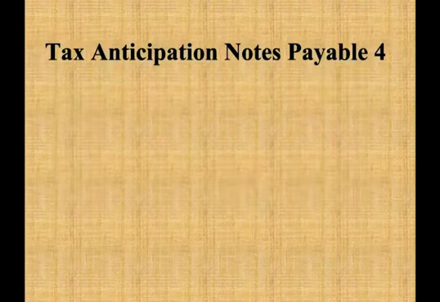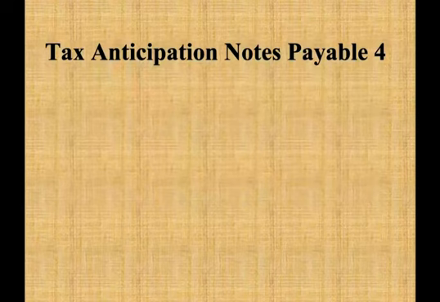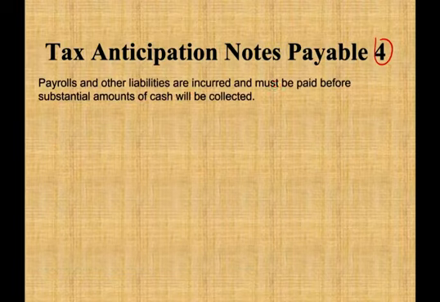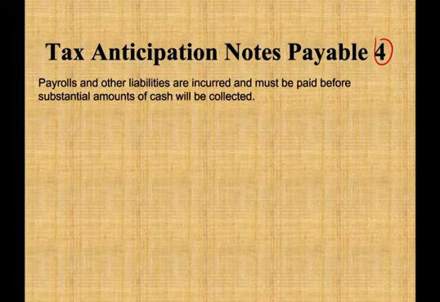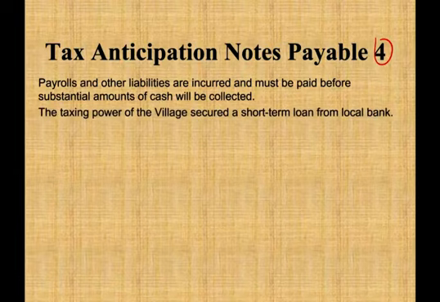So here's what's going to happen. We're going to issue tax anticipation note, basically borrow money. That's basically what it is. This is transaction 4. Payroll and other liabilities are incurred and must be paid before substantial amount of cash will be collected. So the government has few payments. So what are they going to do? They're going to go to the bank. The taxing power of the village secures a short-term loan from local banks.